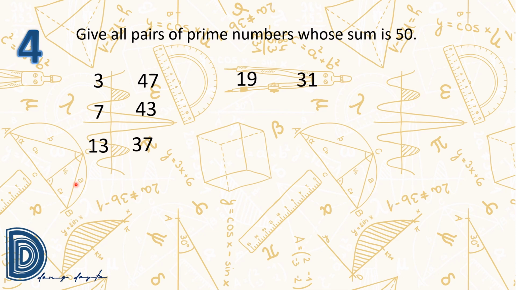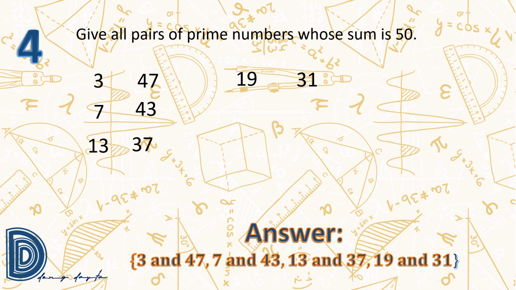Next to 19 is 23, paired with 27, not a prime number. Next is 29, paired with 21, not a prime number. Next is 31, we have it already, therefore the answer is complete. We have 3 and 47, 7 and 43, 13 and 37, 19 and 31.